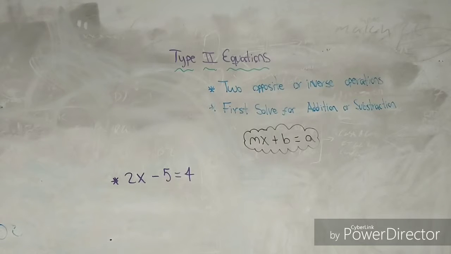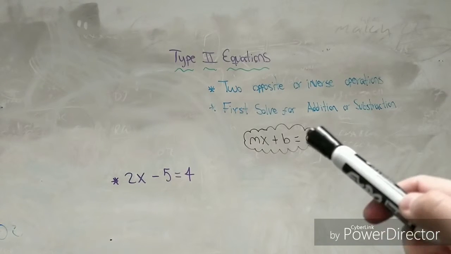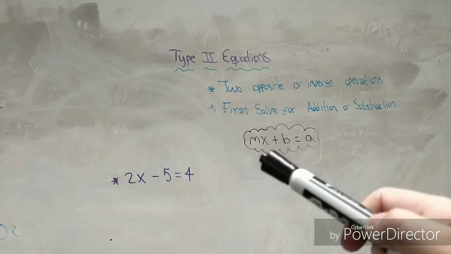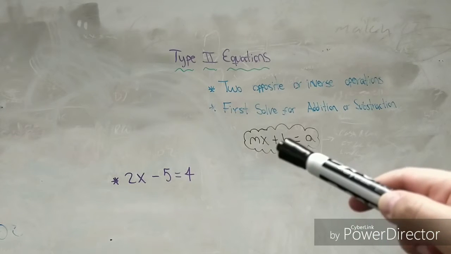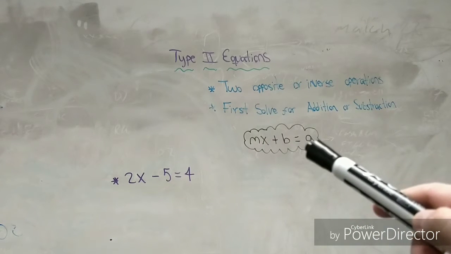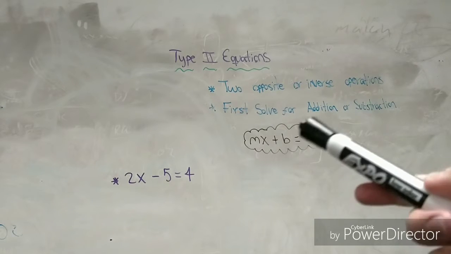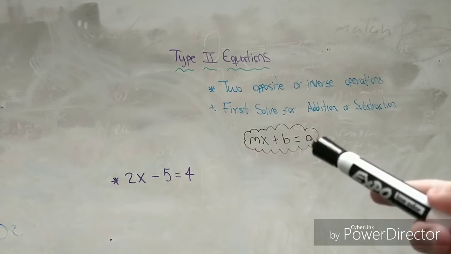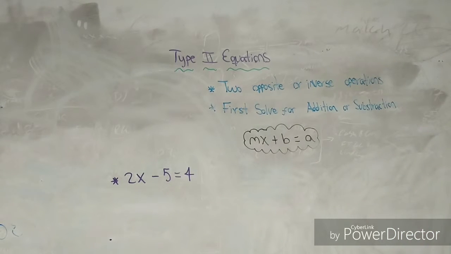And the first thing you do always is solve for the addition or subtraction, and then you solve for the multiplication or division. We're gonna take a look at some examples, but this is the main structure: a number multiplied times x plus a number or minus a number equals another number.